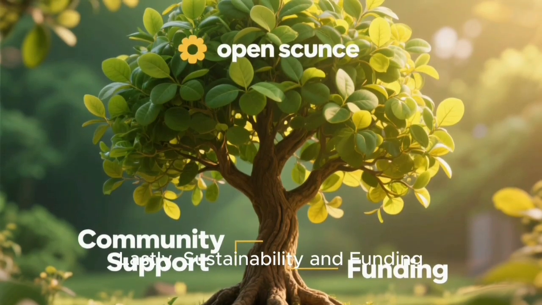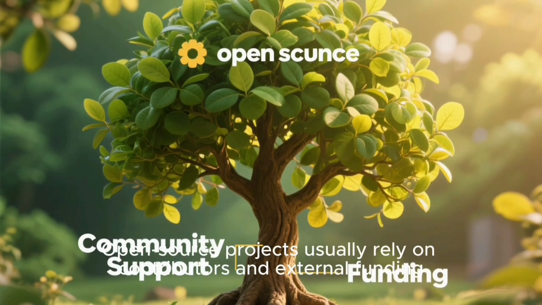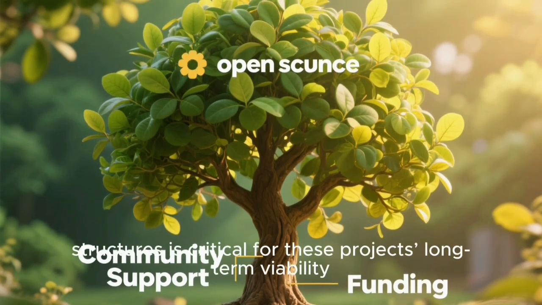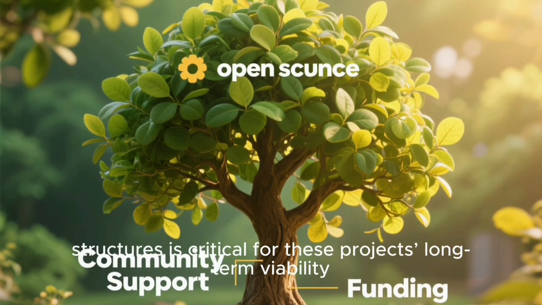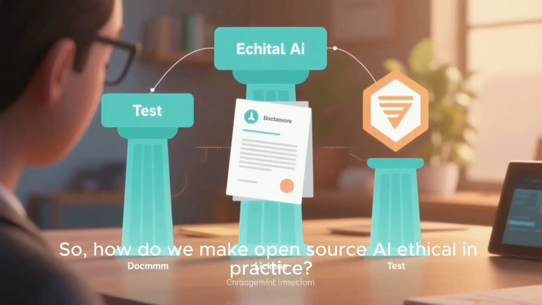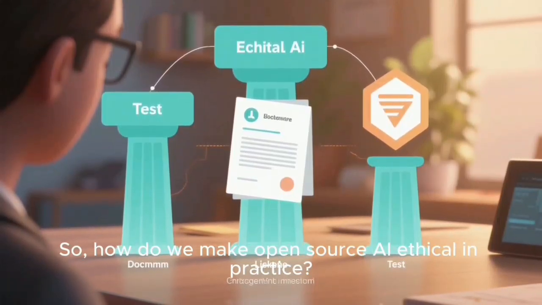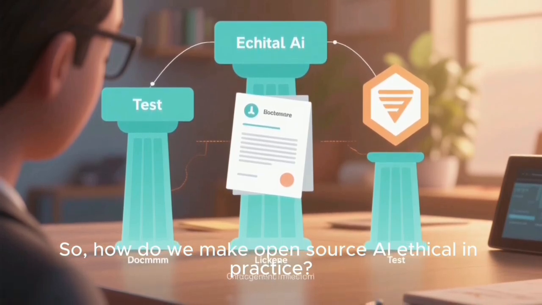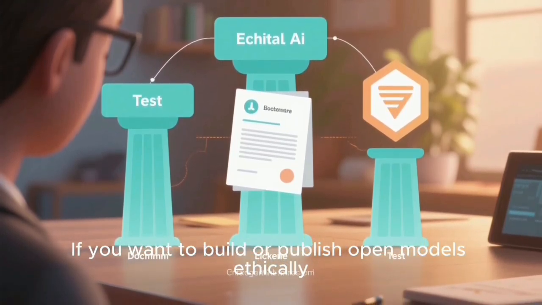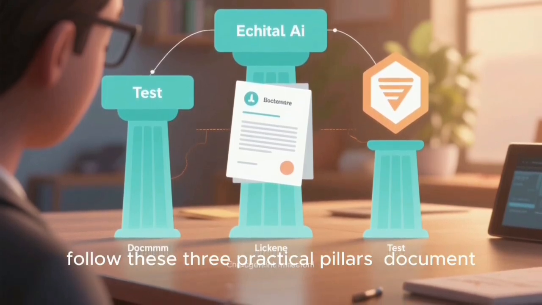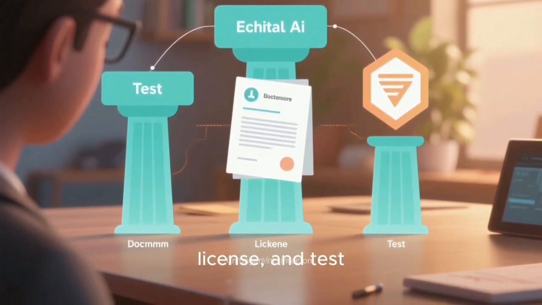Sustainability and funding. Open source projects usually rely on contributors and external funding. Finding sustainable funding and support structure is critical for these projects' long-term viability. Now, finally, we will look at the tools, frameworks, and governance that actually work for open source AI models. But how do we make open source AI ethical in practice? If you want to build or publish open models ethically, follow these three practical pillars: document, license, and test.